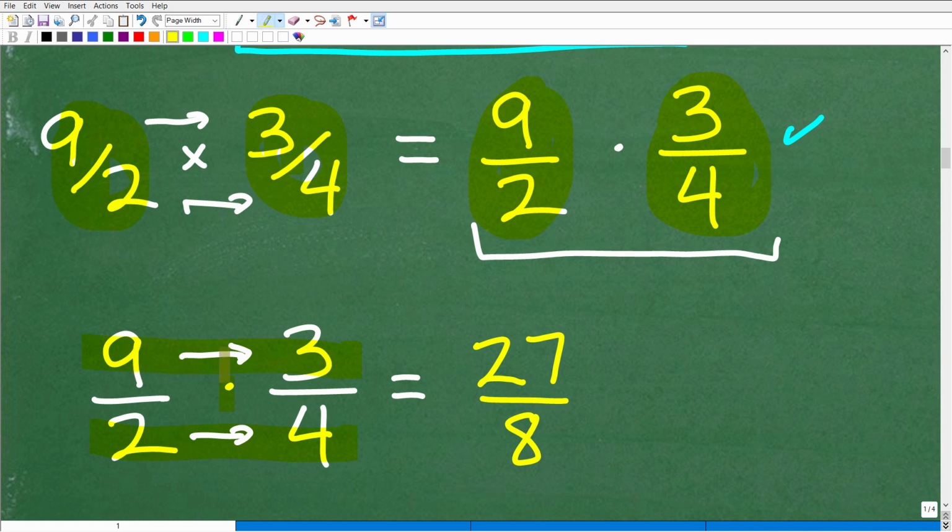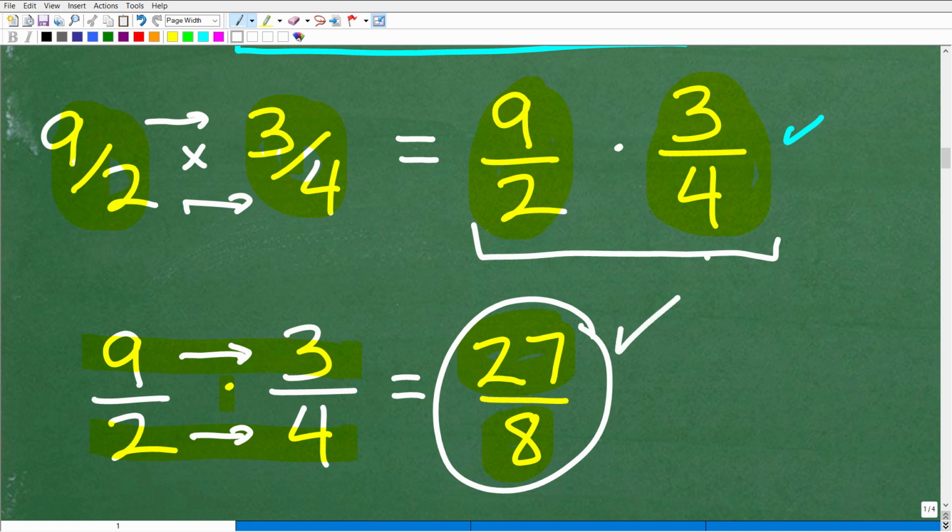but that's just me. So 9 times 3 is 27. That's our numerator. And then 2 times 4 is 8. That is our denominator. And here is the final answer. Of course, you always want to see if you can reduce your answers. This particular fraction cannot be simplified or reduced.